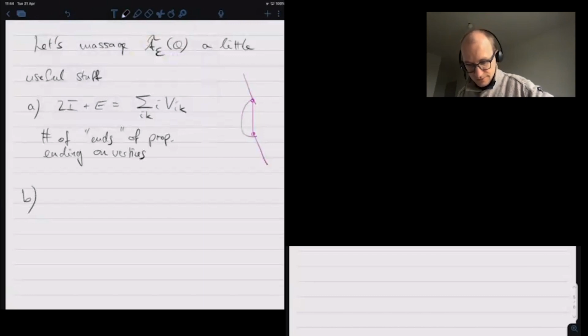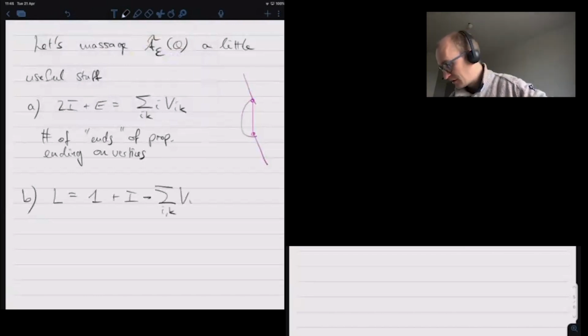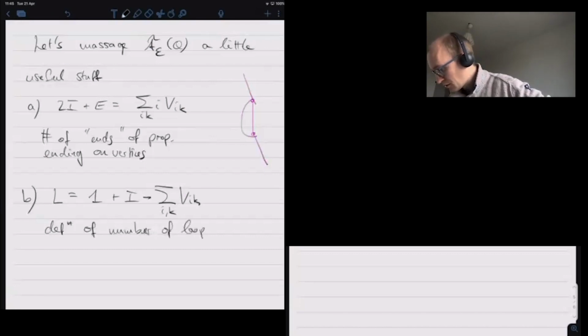B, the number of loops. Well, we've already said that: L equals 1 plus I minus sum over i,k of V_ik. This is the definition of the number of loops. It's basically the number of integrations that you can do subject to total momentum conservation over each of the vertices, which have local momentum conservation. A little bit of thought convinces you that that's given by the number of internal lines minus the total number of vertices plus 1. And this plus 1 is precisely because you have 1 overall momentum conserving delta function that will be left.